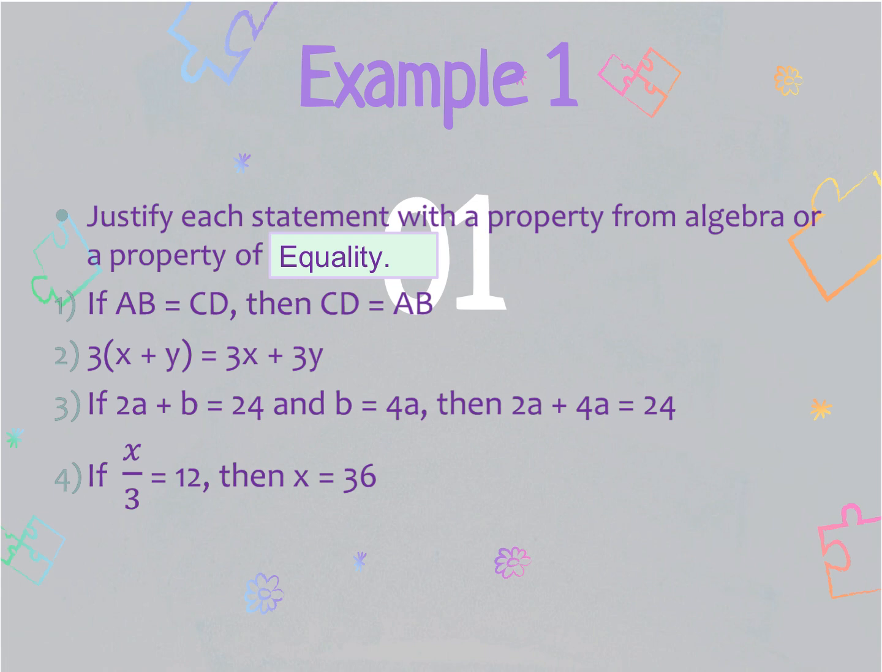Now guys, I know for example 1 you have congruence as the last word. Please change it to equality. So example 1 is: justify each statement with a property from algebra or a property of equality. Alright, so for the first one, as I was saying, these two are flipped. AB is flipped with CD. So we're going to get the symmetric property.